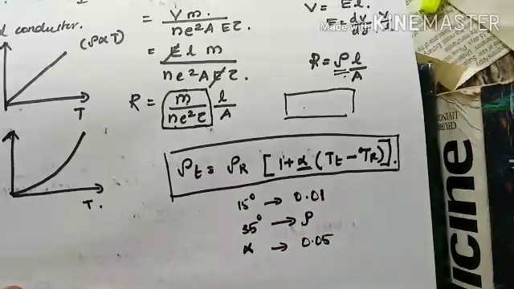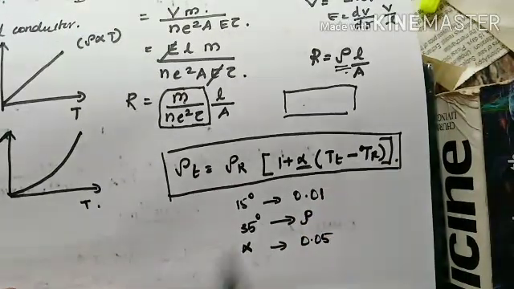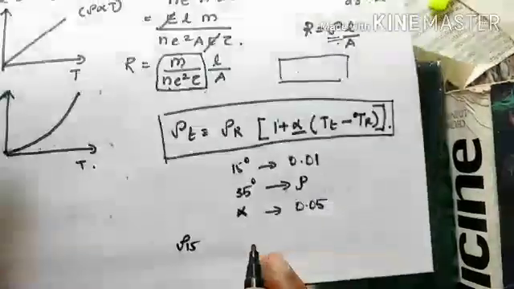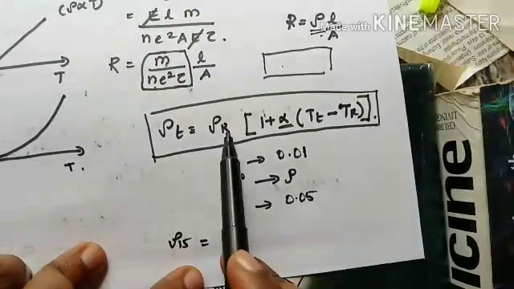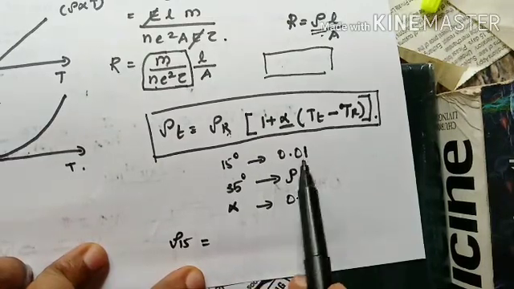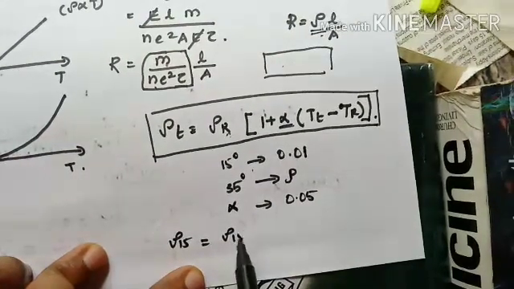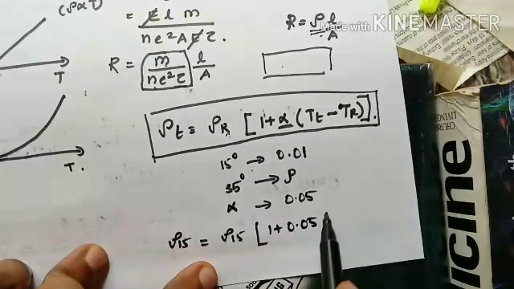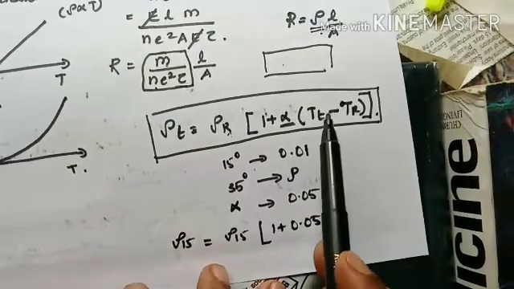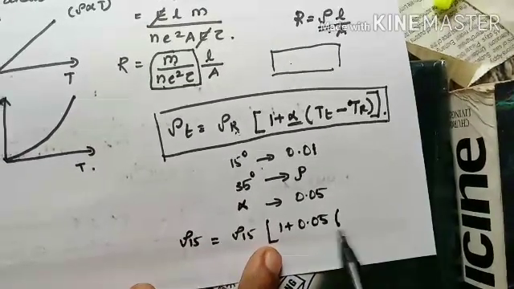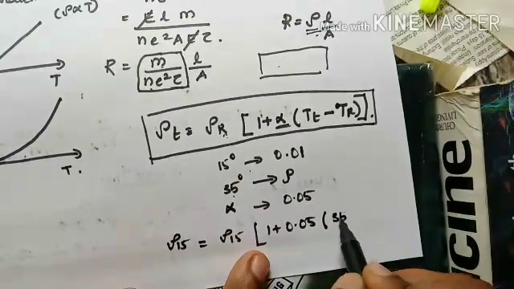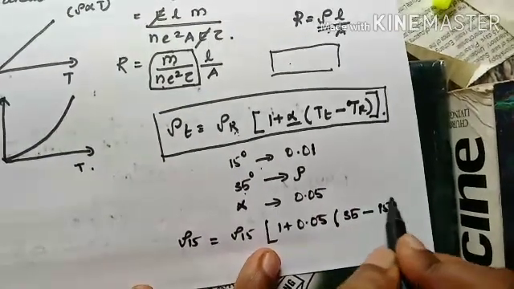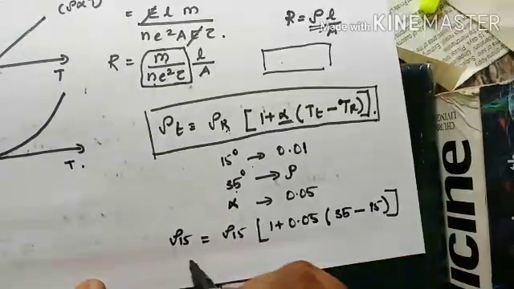You just have to substitute. What is the resistivity at the reference temperature? That is rho at 15 degrees Celsius. Then 1 plus alpha, which is 0.05, into the temperature. The given temperature is 35 degrees Celsius, and the reference temperature is 15. You put the values here.